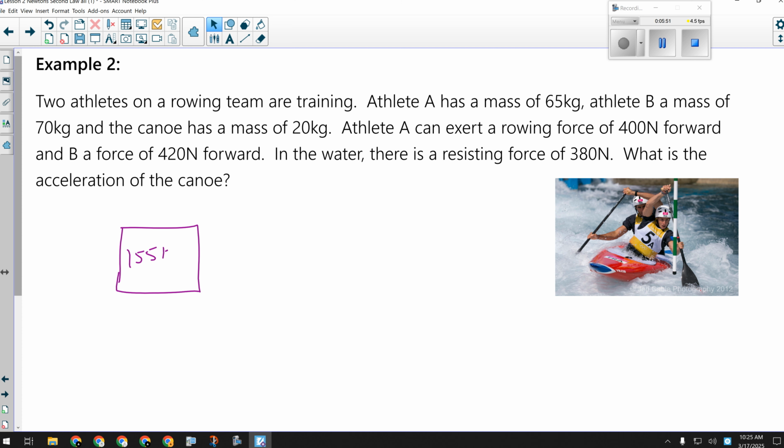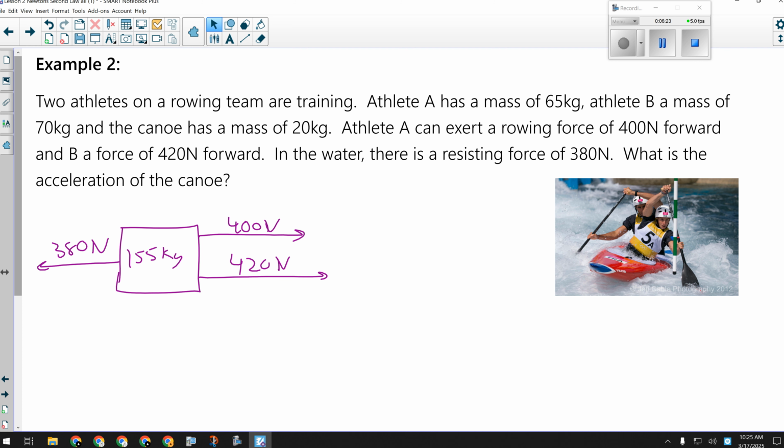Is that right? Kilograms? Okay, so we got 155 kilograms worth of mass being pushed by two different forward forces. Okay, 400 newtons forward and 420 newtons forward, and resisted by 380 newtons. Again, gravity and in this case buoyancy of the water are irrelevant because they cancel each other out. The boat is not floating off of the water. Okay, everyone all right with that?